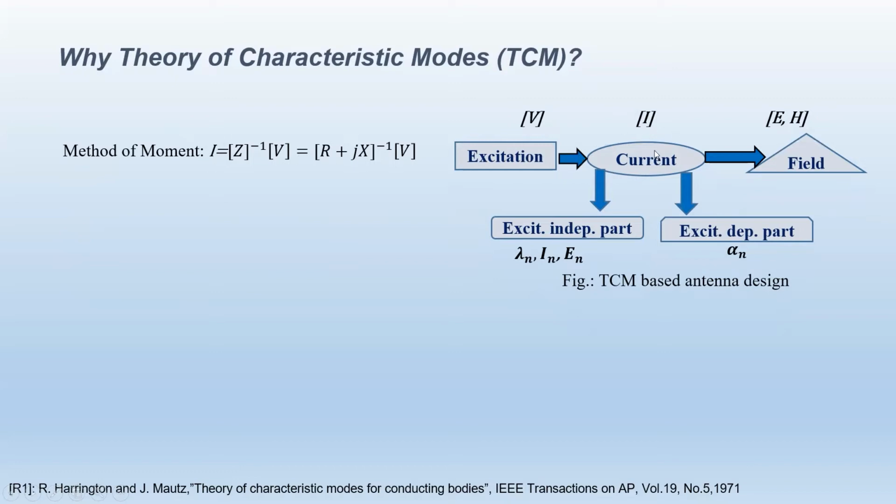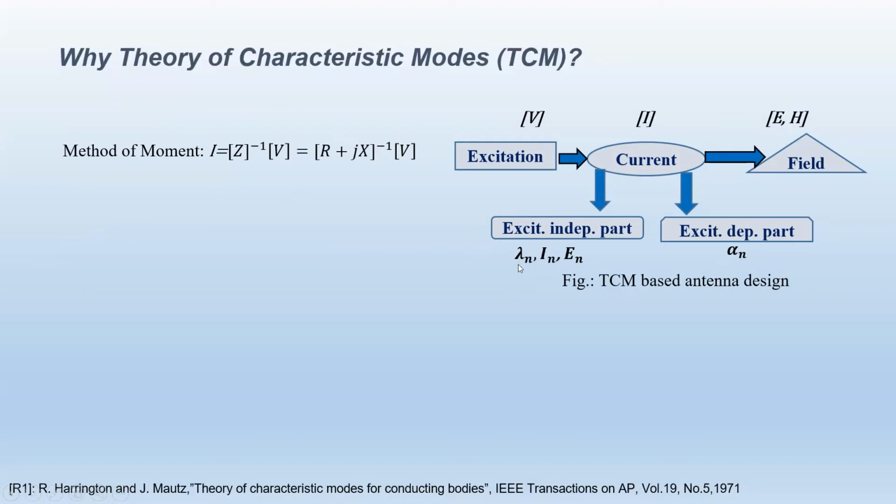Once you get the current density, you know the electric field and magnetic field due to that current distribution. Now, in this serial computation process of method of moment, every object needs to know the excitation vector. Only then can we understand its current density or electric and magnetic fields. Characteristic mode analysis actually decouples this problem into two parts: an excitation independent part and an excitation dependent part. If we see here, this method of moment matrix is independent of the excitation vector. This provides the excitation independent parameters.